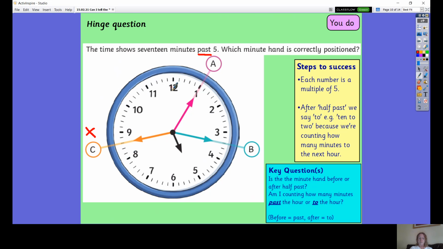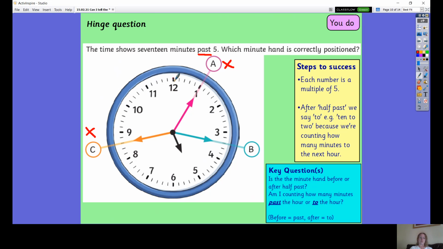So it's not C. And then if we look at where A is, we start on 12 and we'll count how many. It is 5. Oh, that says 5 past 5. So that's not right either, I don't think. So I think it's B, but obviously I'm not going to just assume that's true.